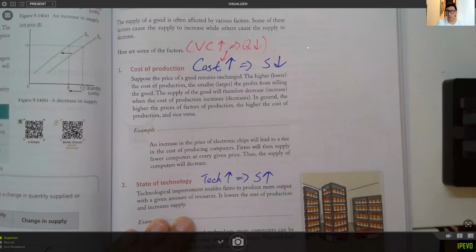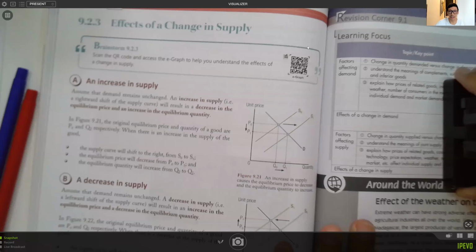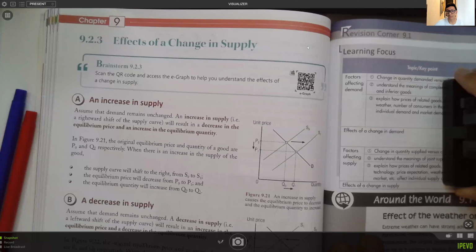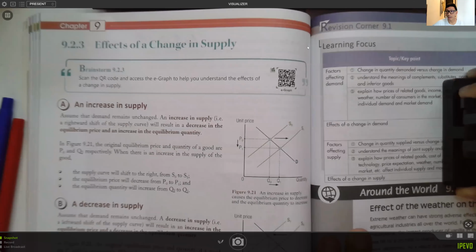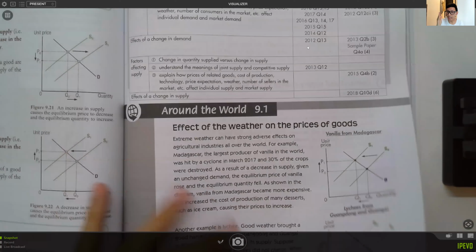Okay, so this will be the end of this video. For the next video, and probably will be the last video, we will talk about the effect of change in supply and the effect of change in demand. Okay, and then we talk about when they add together, what will be the effect.